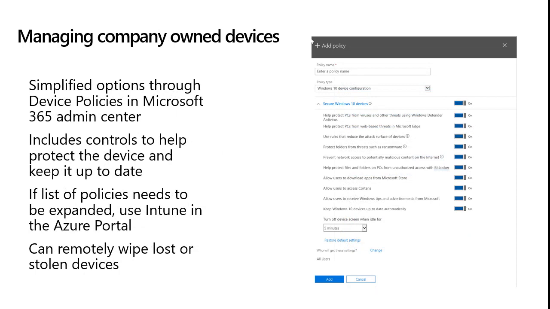When the business owns the device, you usually want to have more granular control over the device, and that's what the device configuration capabilities provide. Settings include Defender controls, the ability to enable BitLocker, as well as keeping the device up to date, amongst others. When managing the device, you have the ability to remotely wipe a device if needed by performing a factory reset. Once again, because this is powered by Intune, more options are available through the Intune Blade in the Azure portal, and this will also be covered in the Advanced Windows 10 Management video.